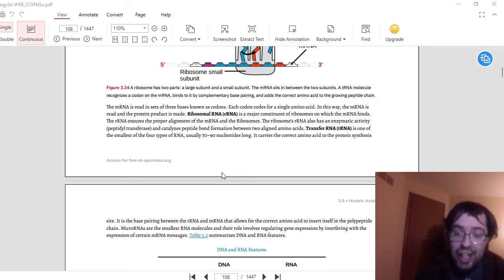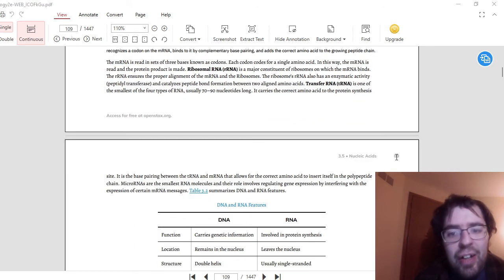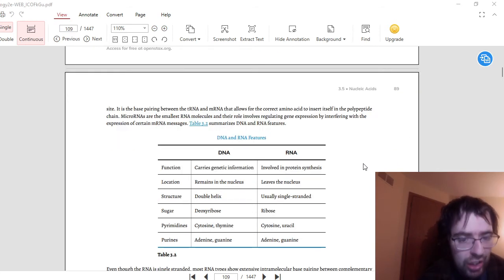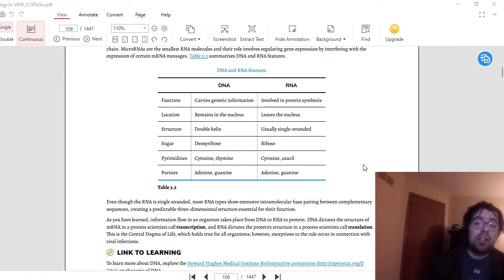cell. Transfer RNA, or tRNA, is one of the smallest of the 4 RNAs, usually 70 to 90 nucleotides long, which is not very long at all when you compare it to how long pretty much anything with a chain is. It carries the correct amino acid to the protein synthesis site. It is the base pairing between the tRNA and mRNA that allows the correct amino acid to insert itself into the polypeptide chain.